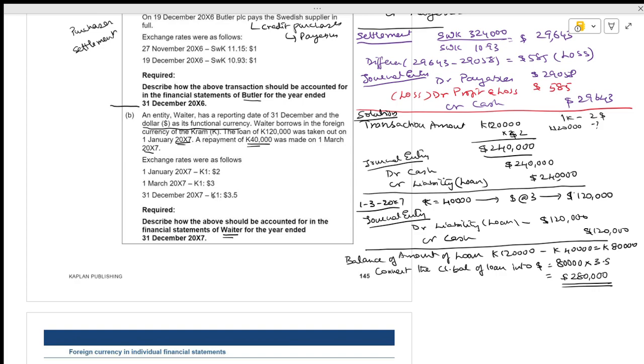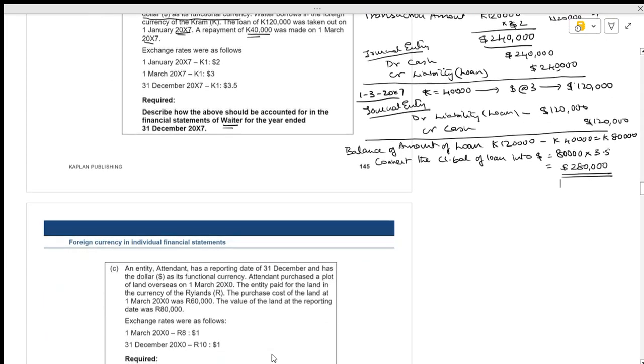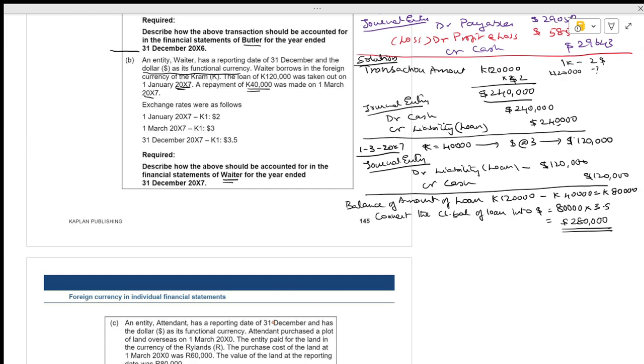Now, what we have to know is the exchange loss on translation. We have to prepare a statement showing the exchange loss.